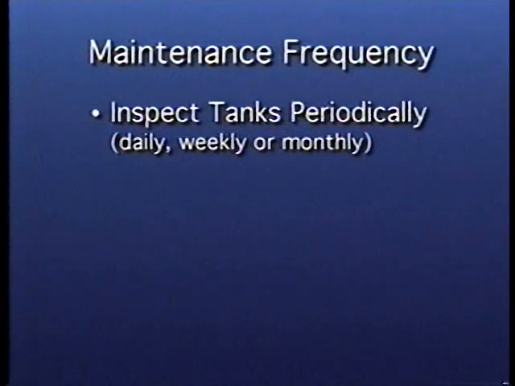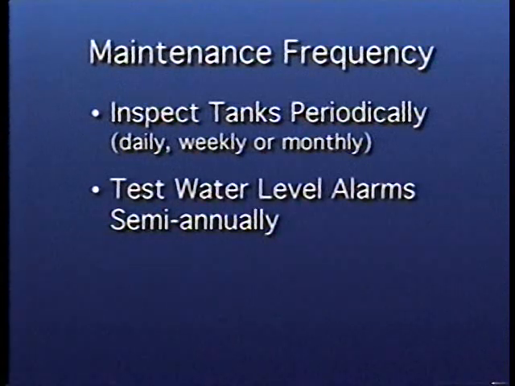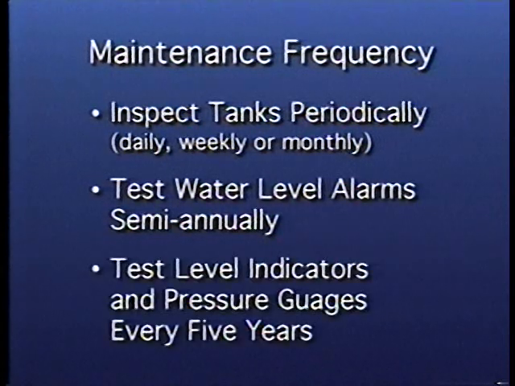Tanks require periodic inspection daily, weekly, or monthly, depending on weather conditions and the feature being inspected. Water level alarms are to be tested semi-annually, and level indicators and pressure gauges at 5-year intervals. In summary, an adequate, dependable supply of water is critical to the proper function of a fire sprinkler system, and periodic maintenance is the key to ensuring that your fire sprinkler system will operate in a fire emergency.